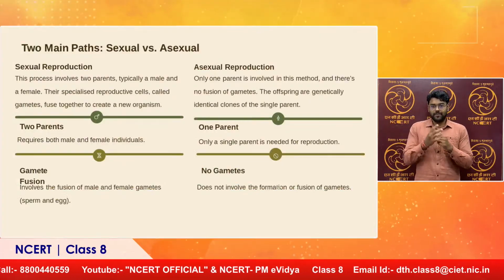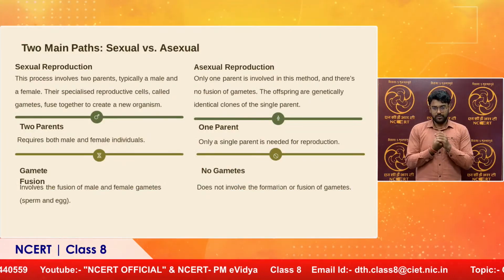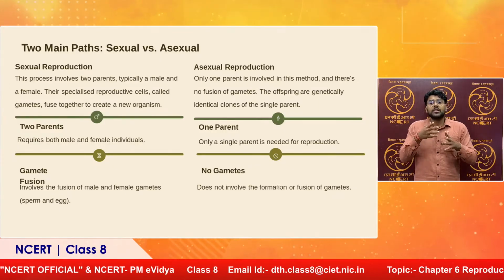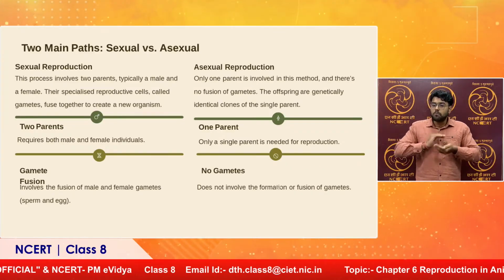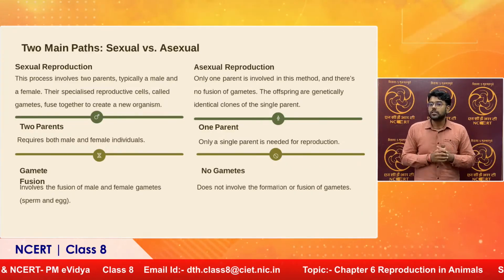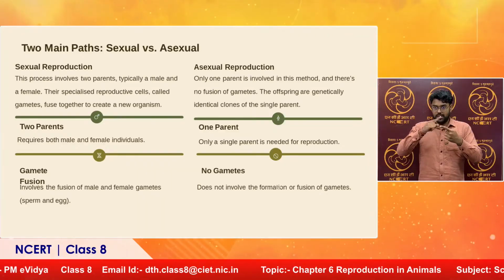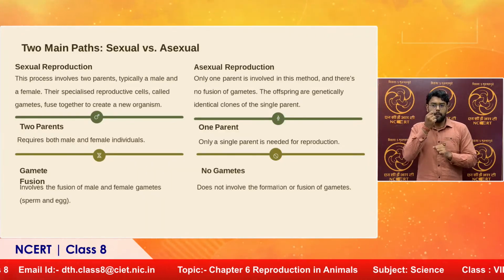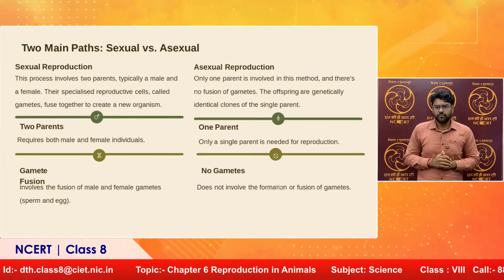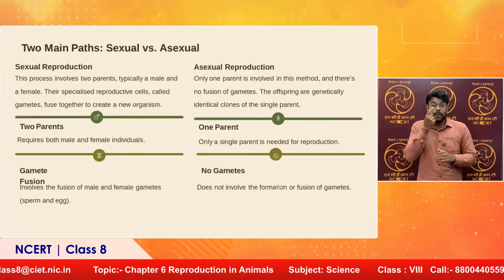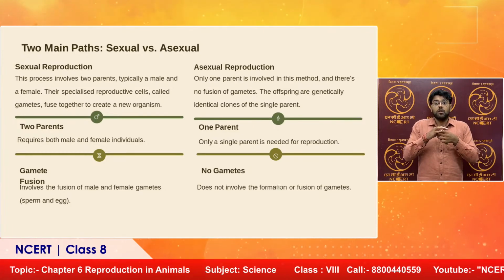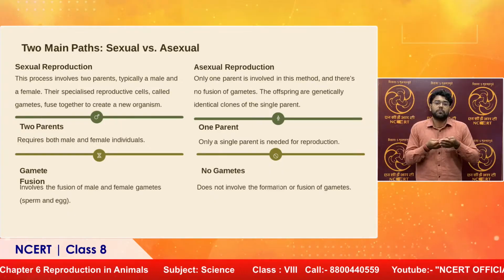Yes, these are the two main pathways that show how organisms categorized as animals reproduce. They reproduce either by sexual reproduction, where we know that all species have their males and their females. So both the parents are involved in producing the young ones, their offspring.